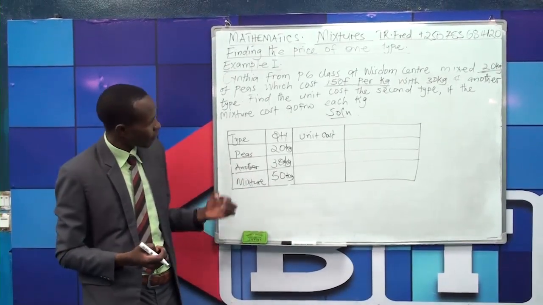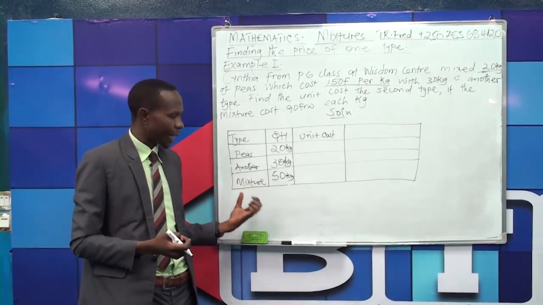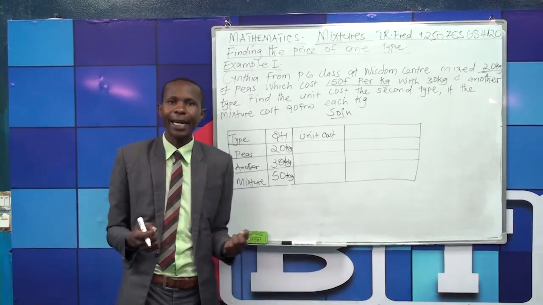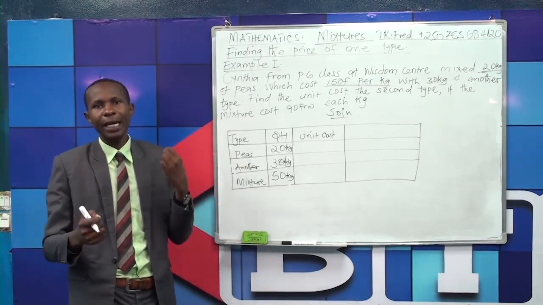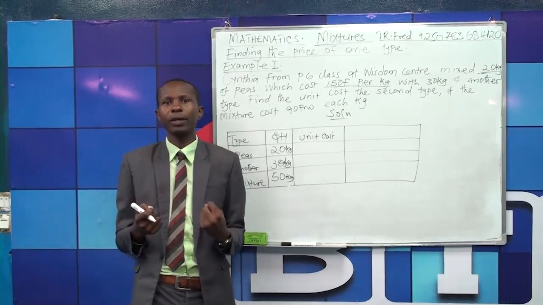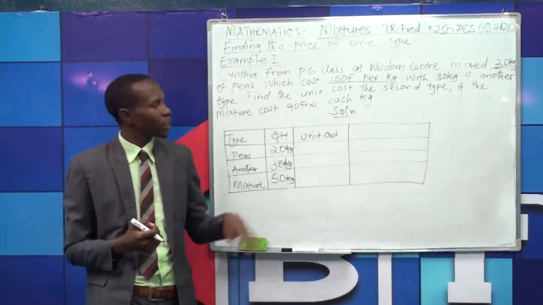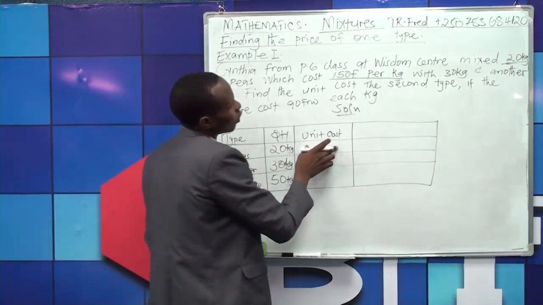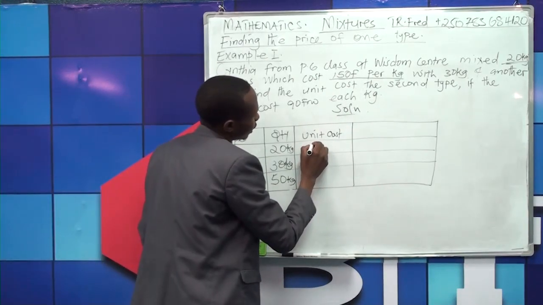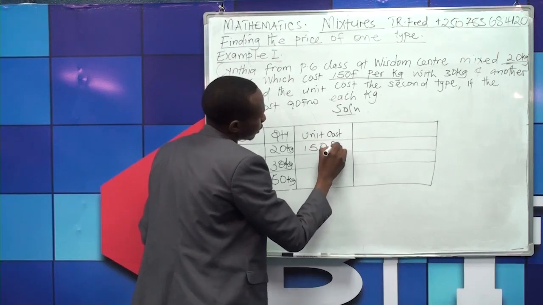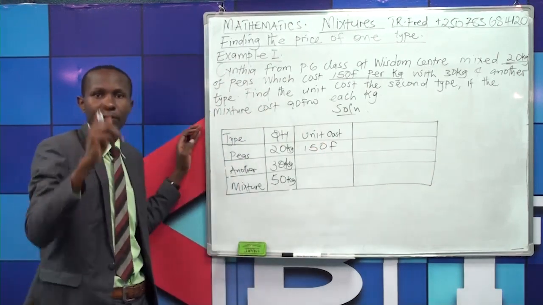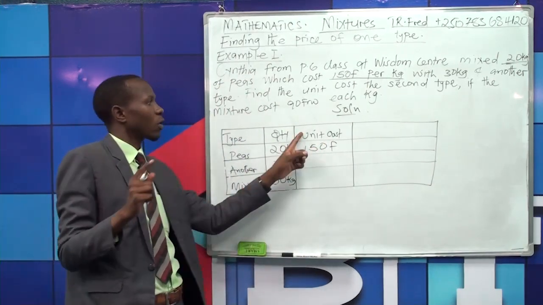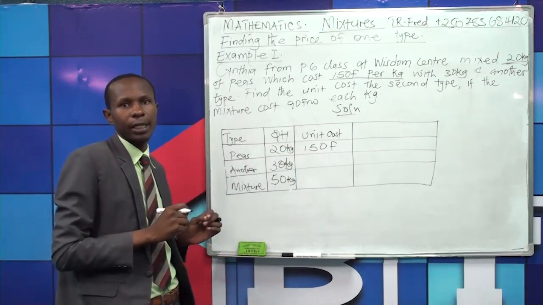At the same time, after that, we shall need to also identify how much one person can spend on a mixture if you want a mixture of only 1 kilogram. That's what we mean by unit cost. So we shall identify unit cost as 150 francs. The amount that you pay for only 1 kilogram is what we are calling unit cost.